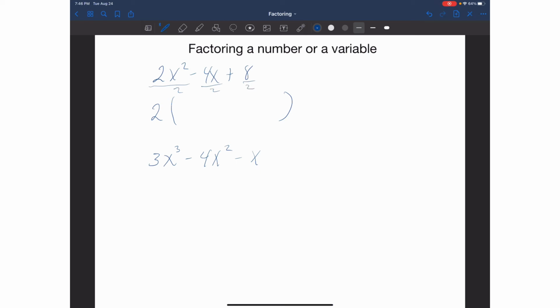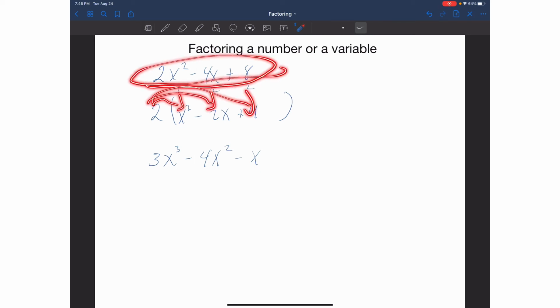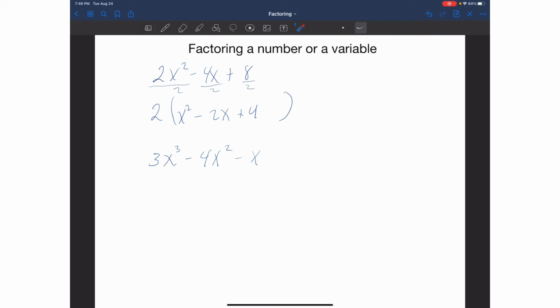So then 2x squared divided by 2 will give me x squared. Negative 4x divided by 2 will give me negative 2x. And then positive 8 divided by 2 will give me a positive 4. Just so you know, you haven't changed your equation at all, because if you distribute, you get back to the original thing that you had. So make sure you know that.